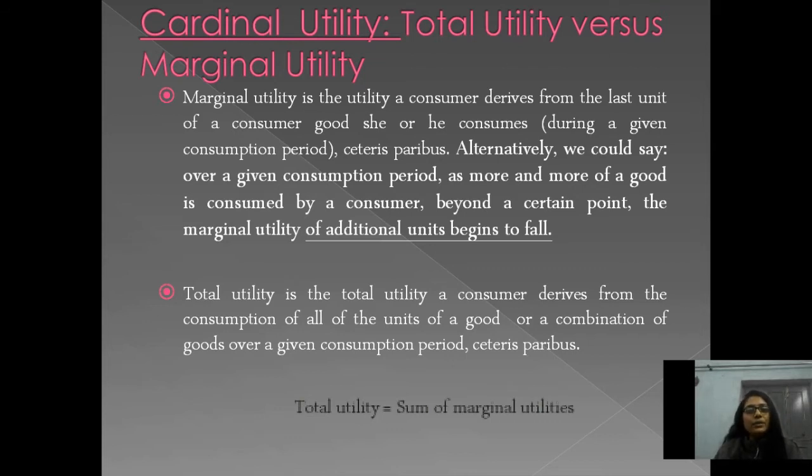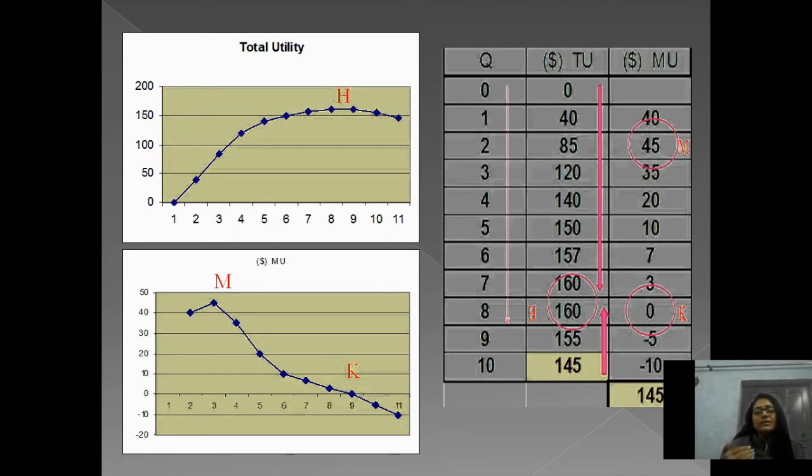Alternatively, we would say that over a given consumption period, as more and more of a good is consumed by a consumer beyond a certain point, the marginal utility of additional units begins to fall. At this point the additional utility begins to fall. This concept is known as diminishing marginal utility. And by summing this marginal utility, we get the concept of total utility. On the basis of these two results, we make this table, where Q means quantity consumed. It starts from 0 and goes to 10.